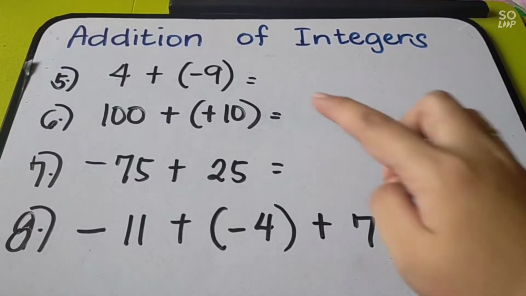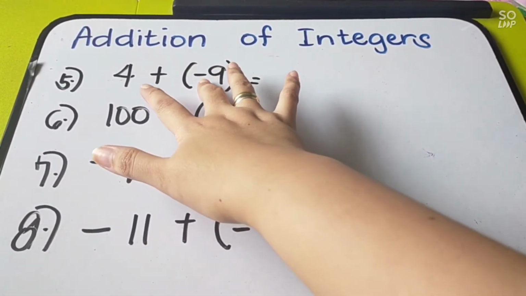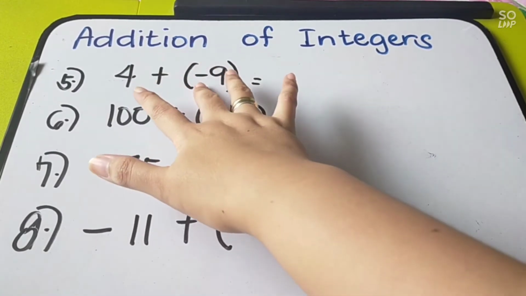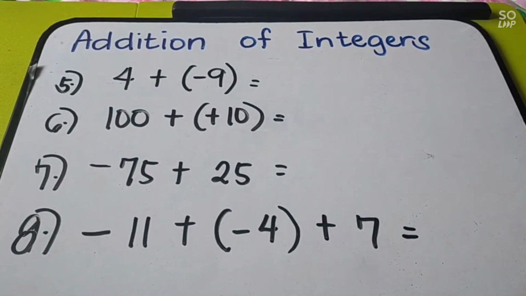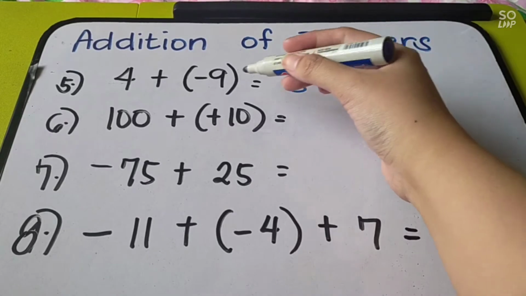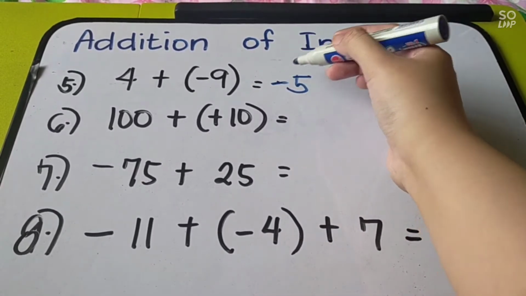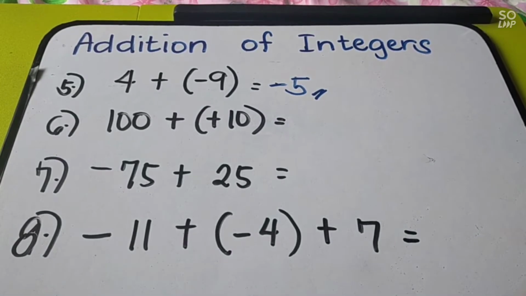Number 5. 4 plus negative 9. So, we have a positive and a negative. So, different sign, we are going to subtract. So, 9 minus 4. So, 9 minus 4, the answer is 5. What is the sign of the higher number? We have negative. So, the answer is negative 5. Okay, so nakukuha ba? Nasusundan?